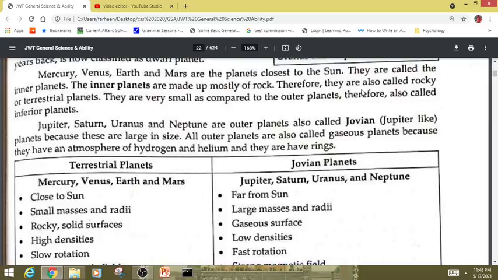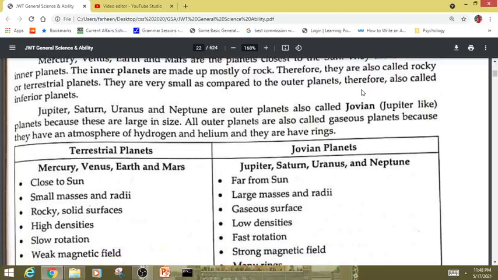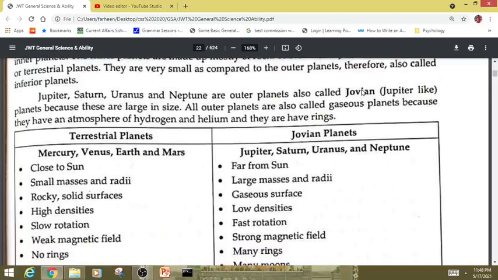Jupiter, Saturn, Uranus, and Neptune are outer planets, also called Jovian or Jupiter-like planets because they are large in size. All outer planets are also called gaseous planets because they have an atmosphere of hydrogen and helium, and they have rings. Terrestrial planets and Jovian planets.